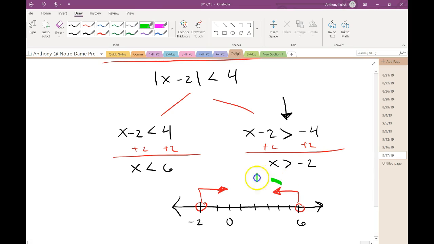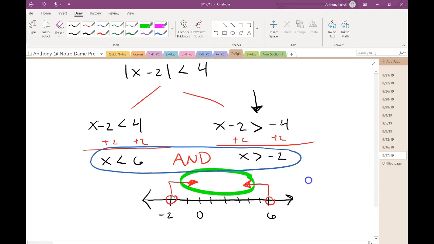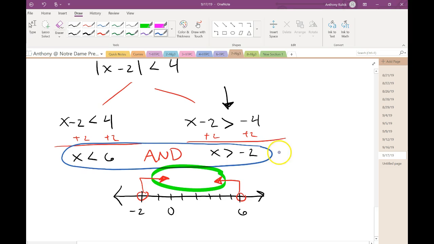You see how these two arrows are pointing at each other? This means and. So my answer would be x is less than 6 and x is greater than negative 2. You can write it this way, but if you were taking a standardized test, they would likely write this as the compound inequality: negative 2 is less than x is less than 6.